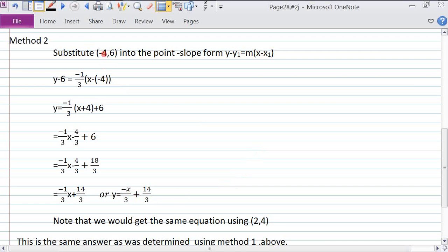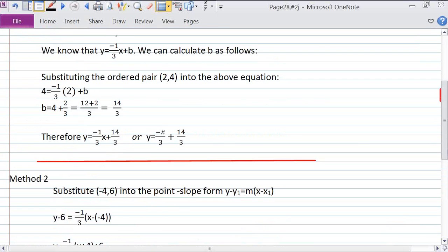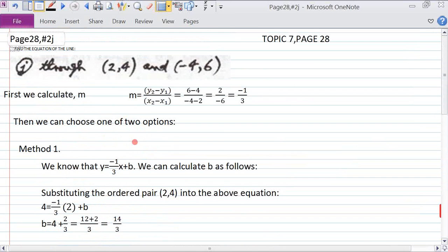Now notice I used (-4, 6) here. I could have used the other ordered pair I was given, (2, 4). So you can see here again, whether we use the slope-intercept form or the point-slope form, we still come out with the same answer.